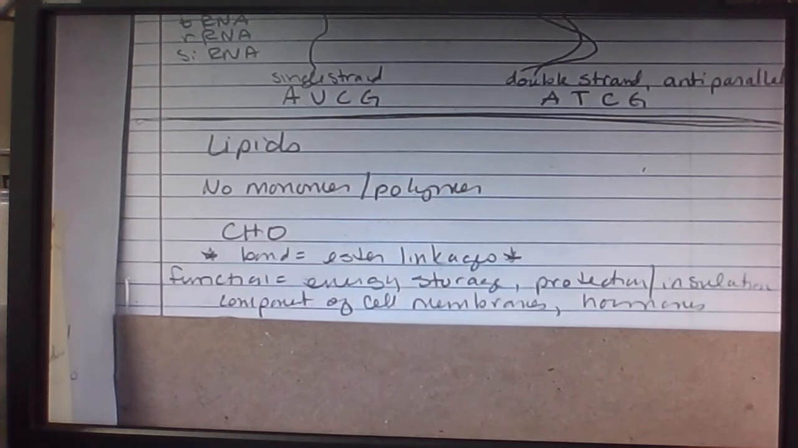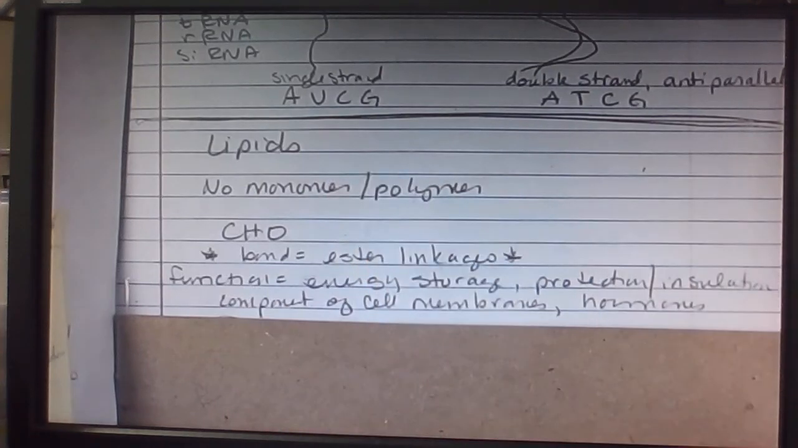In nucleic acids, do we have different types of nucleic acids? Yes, we do. Do you remember what they are? The two main ones? DNA and RNA are the main ones, and even with RNA, we have messenger RNA and transfer RNA and ribosomal RNA.